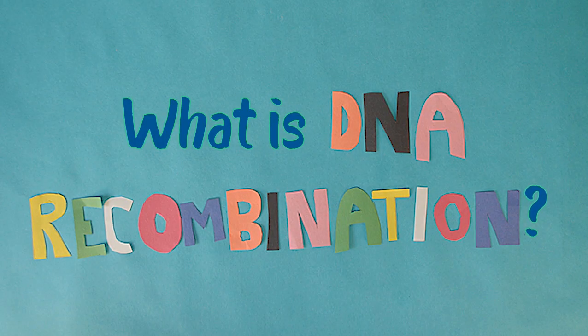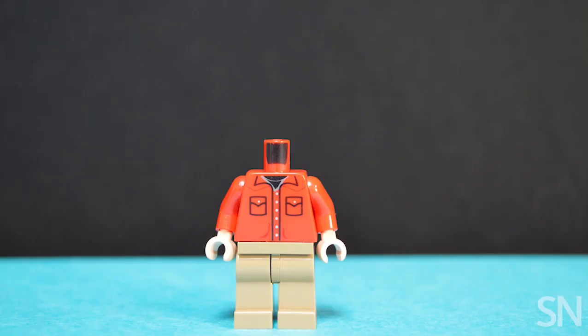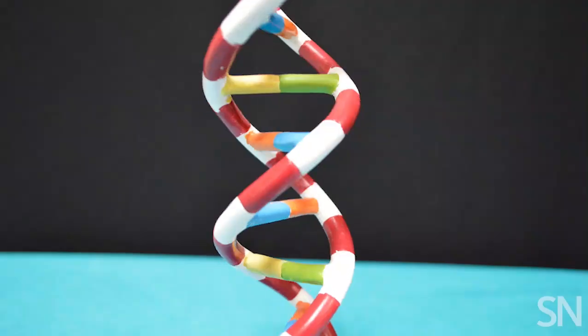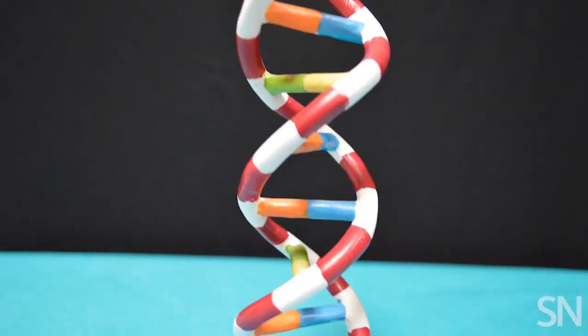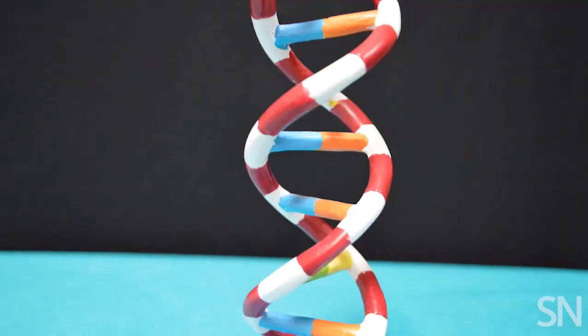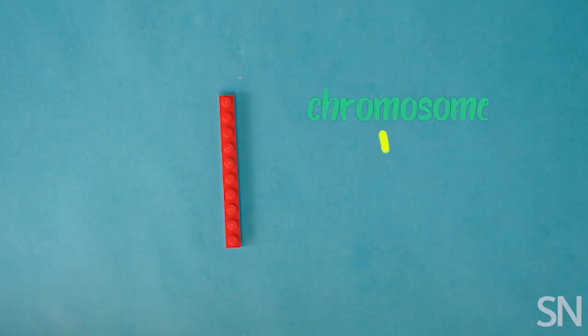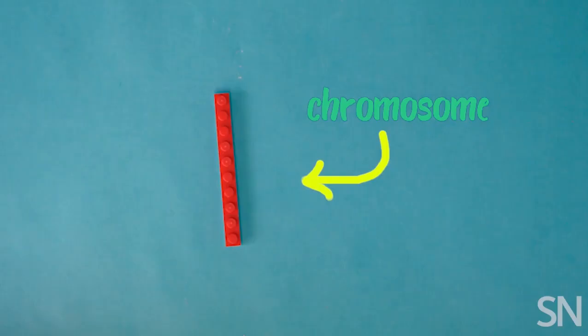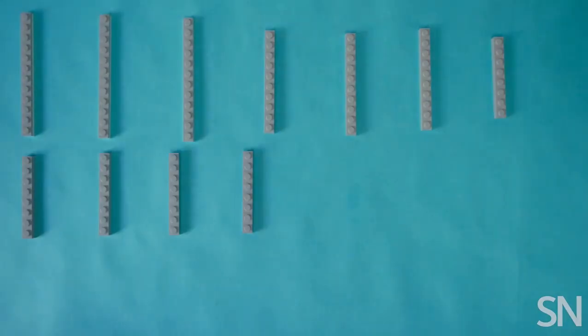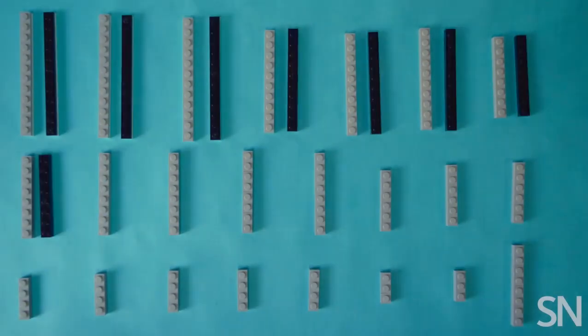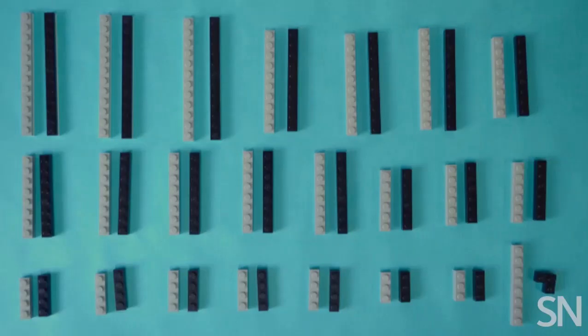DNA contains the instructions for building your body. At the molecular level, it's shaped like a twisted ladder. Inside your cells, these DNA ladders are arranged in long strands called chromosomes. People usually have 23 pairs of chromosomes. Half of each pair comes from your mother and the other half from your father.